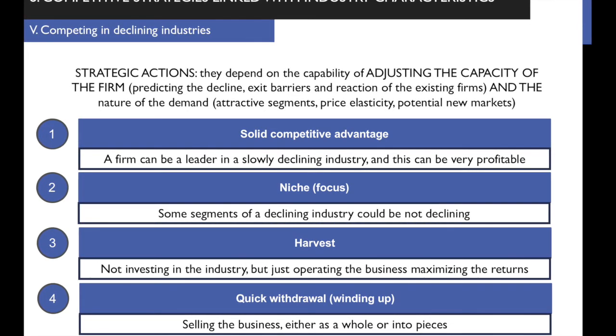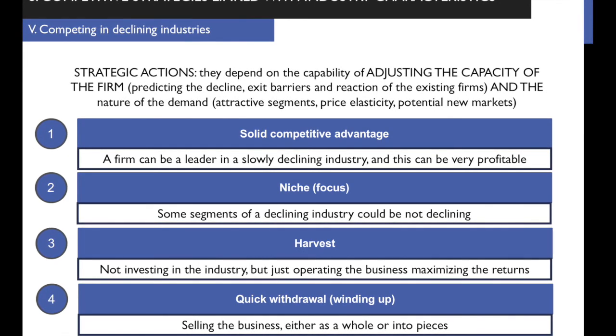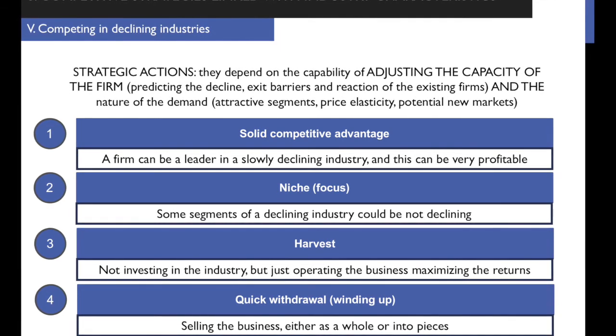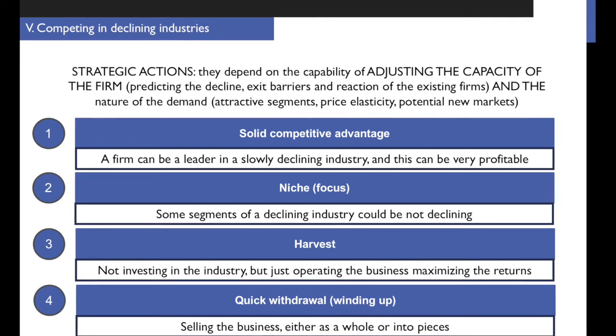Also, there's another strategic alternative, which is niche focus. Maybe some segments inside this declining industry are not declining. So why not targeting these segments which are not declining?